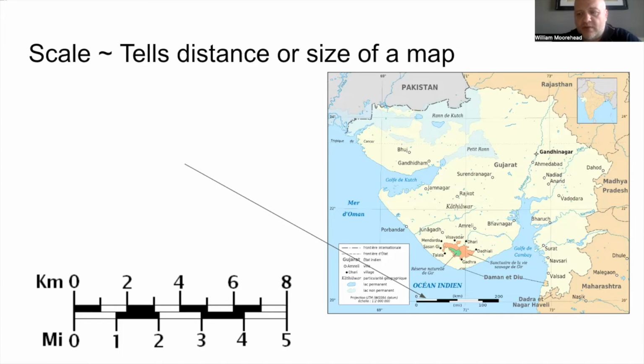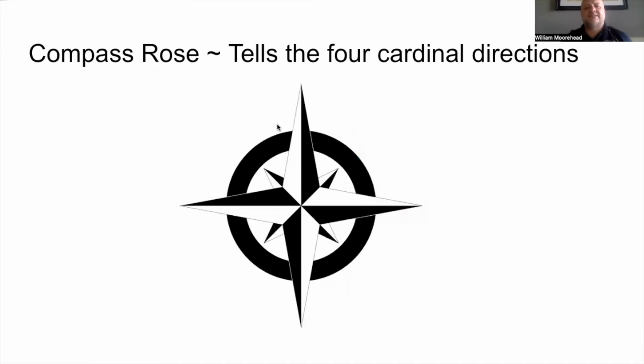So we've got our third part of the map. First part is the title. Second part is the map key. Third part is the scale. Our next part is the compass rose. This tells the 4 cardinal directions. All right, so a compass rose. On this one, north is at the top. Your right hand will always be east when you look at a map. Your left hand will always be west. And the bottom will always be south.